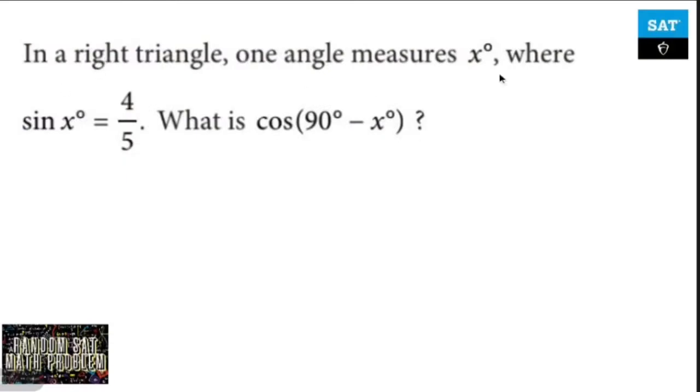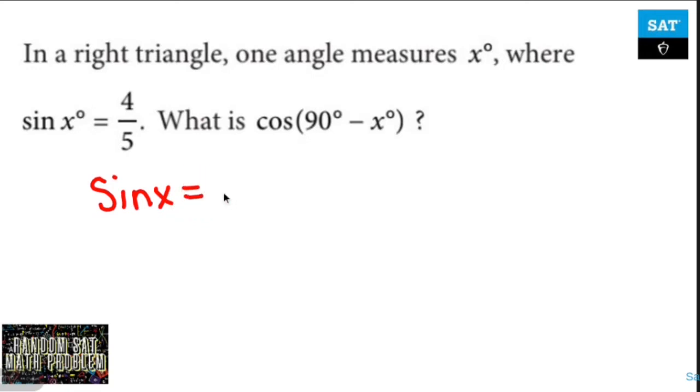In a right triangle, one angle measures x degrees, where sine x degrees is 4/5. What is cos(90 degrees minus x)? All right. If you have this fact memorized, you're done, and it takes you 5 seconds.